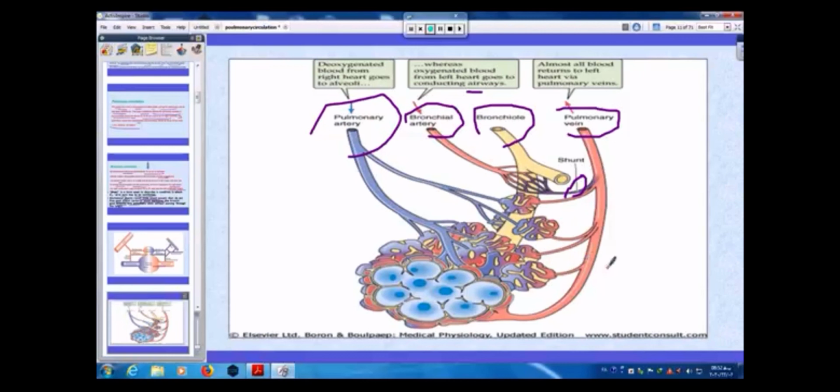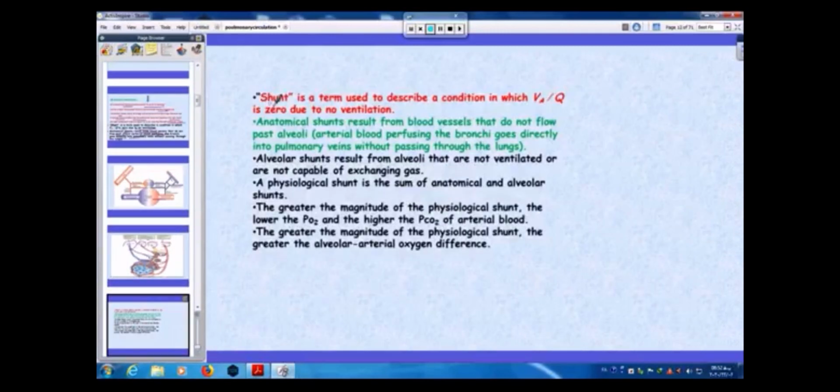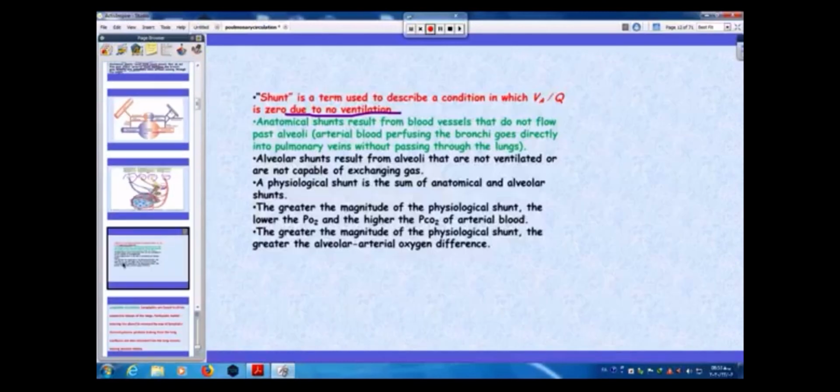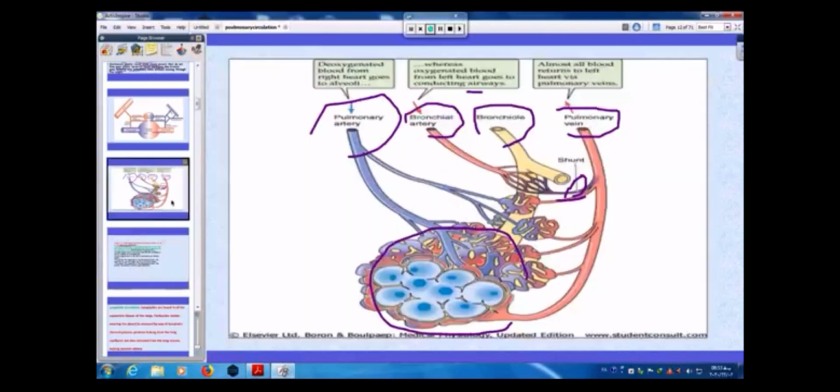We have two pathways: the main pathway from this one, and the non-main pathway shown here in this figure. Therefore, shunt is the term used to describe a condition in which ventilation per perfusion is zero, with no ventilation. In this figure, because there are no alveoli here, there is no gas exchange. The anatomical shunt results from blood vessels that do not flow past alveoli. Arterial blood perfusing the bronchi goes directly into the pulmonary veins without passing through the lungs. You can see this here.